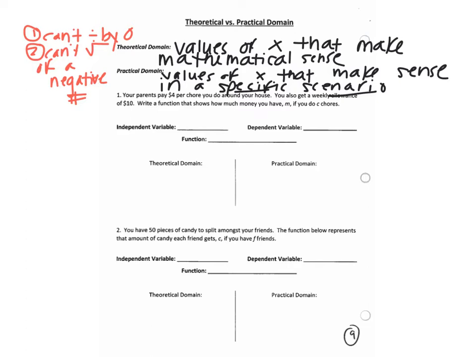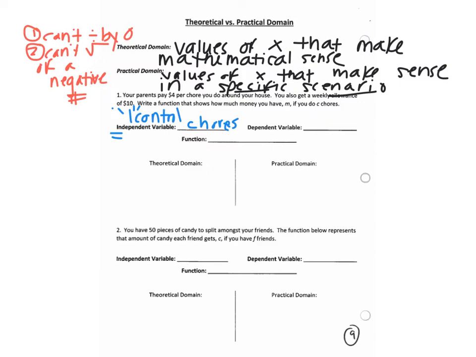Your parents pay $4 per chore you do around the house. You also get a weekly allowance of $10. Write a function that shows how much money you have, m, if you do c number of chores. So the independent variable is what I control. So I remember that IV is what I control. So in this scenario, I control how many chores I do.